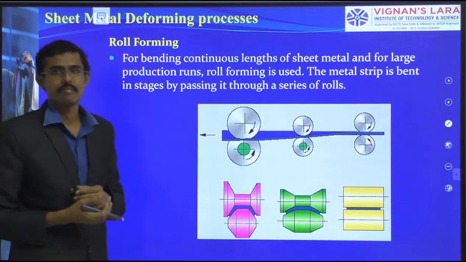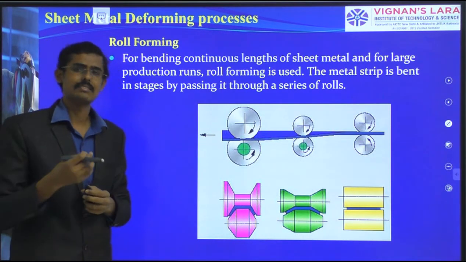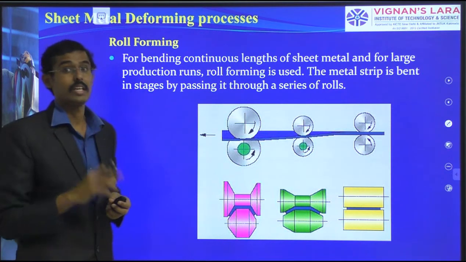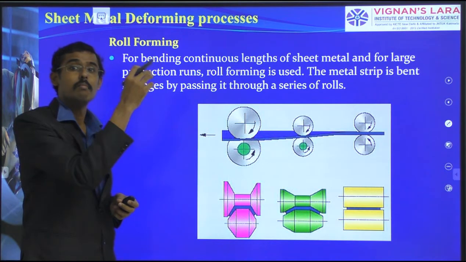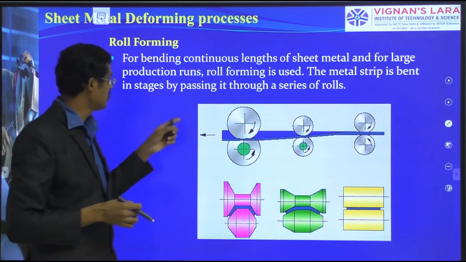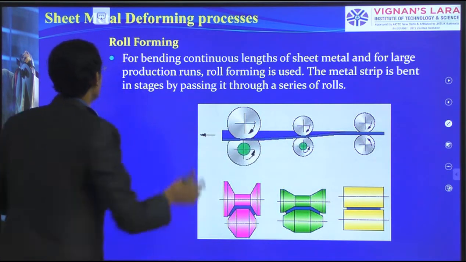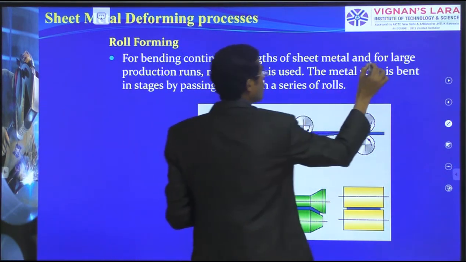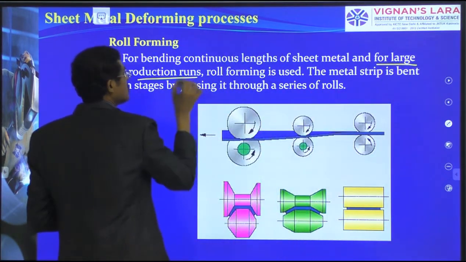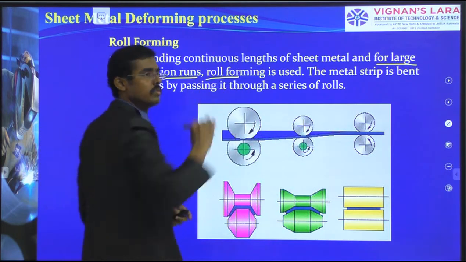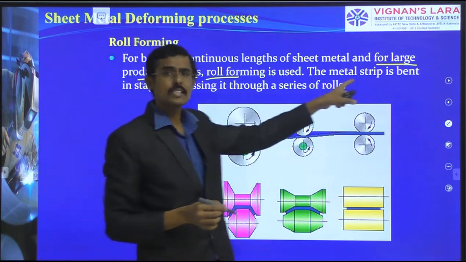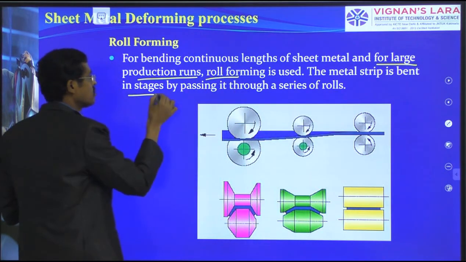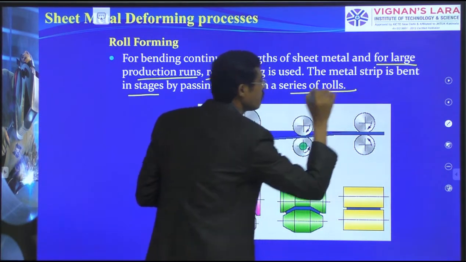So roll forming is one of the other methods which can be useful, using the roller. Like the rolling treatment we have seen in the bulk metal deformations, similar operations can also be done here. So for bending continuous lengths of sheet metal in large production runs, roll forming is used. The metal strip is bent in stages by passing through a series of rolls.